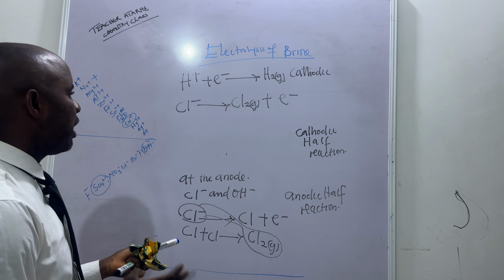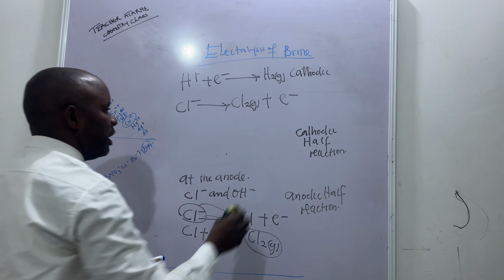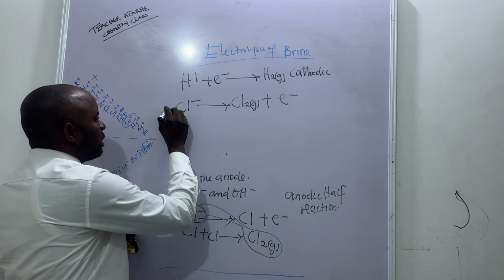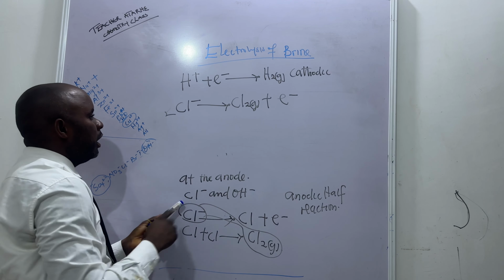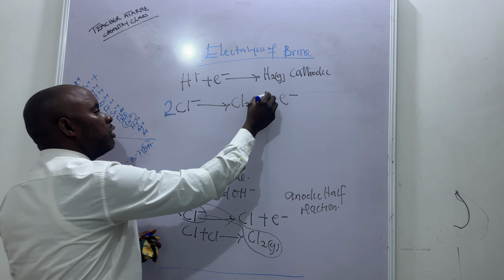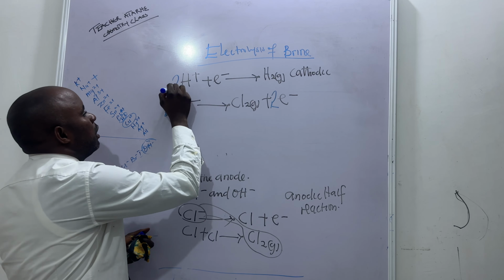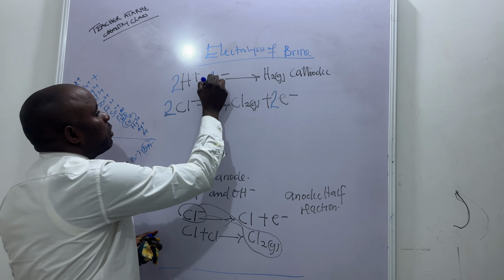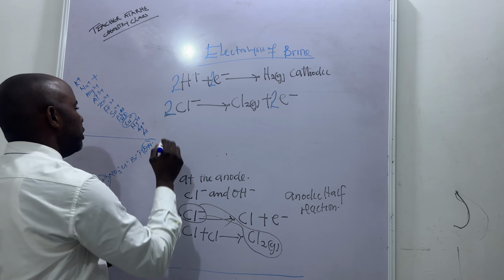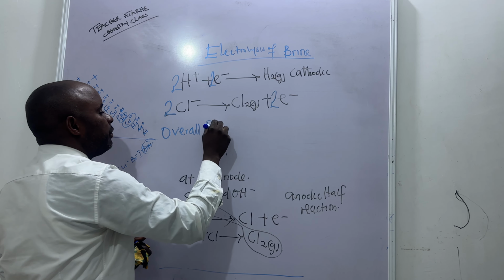Now we must balance these reactions before we can add them to form the overall reaction. We must balance the atoms first. We have two chlorine here, so let's have two chloride ions. Since we have two chlorine, that is going to give us two electrons. We also have hydrogen gas, so let's balance the atoms: two hydrogen ions, 2 times 1 gives us 2 electrons as well. If we add these equations, it will give us the overall reaction.